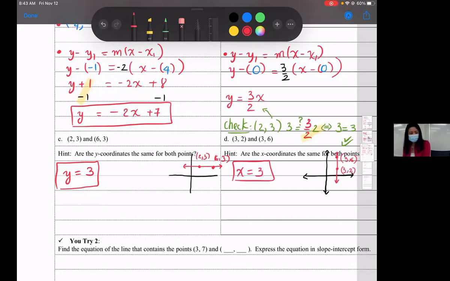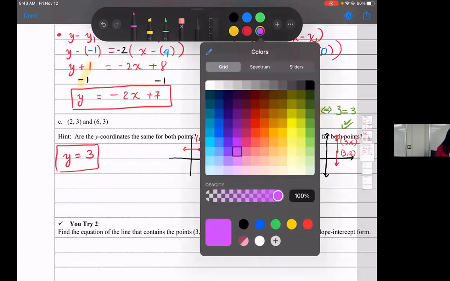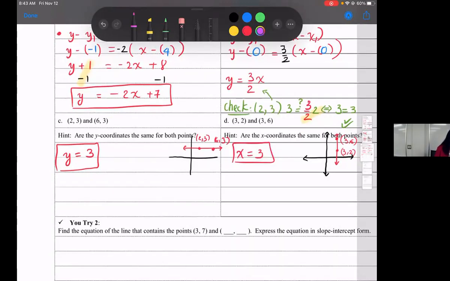Okay, you try this one right here. Try to find the equation of a line that contains the point 3, 7 and 1, -9.